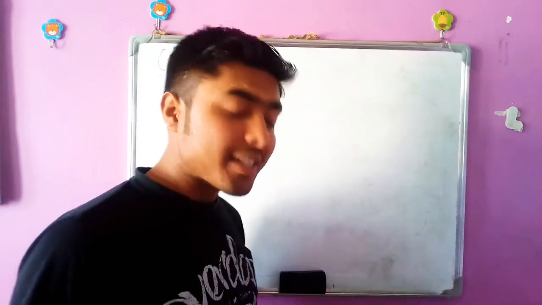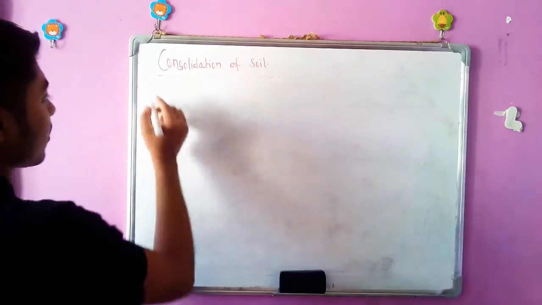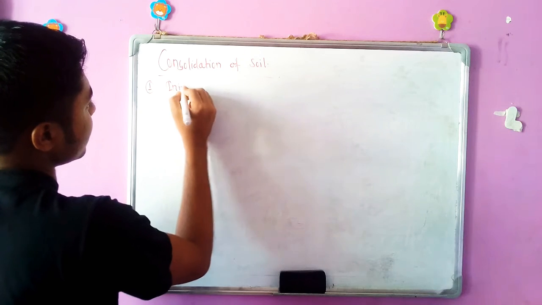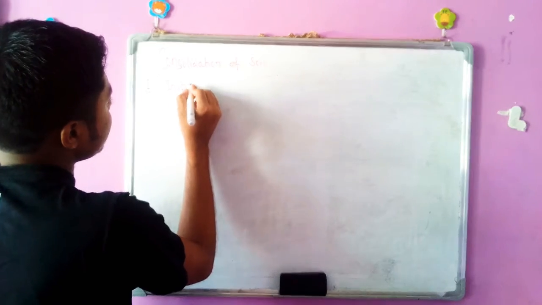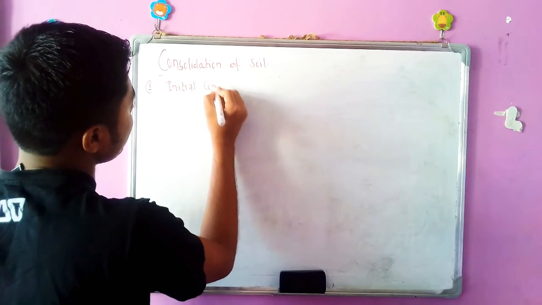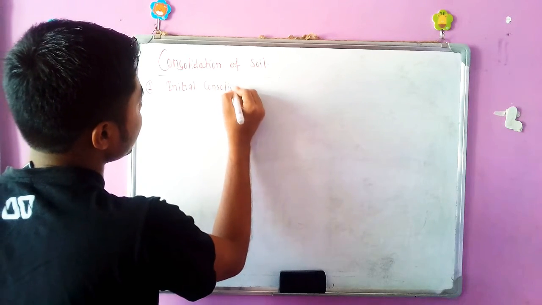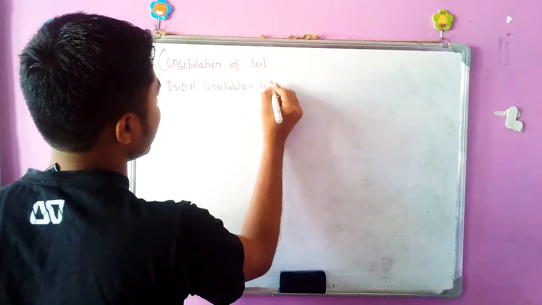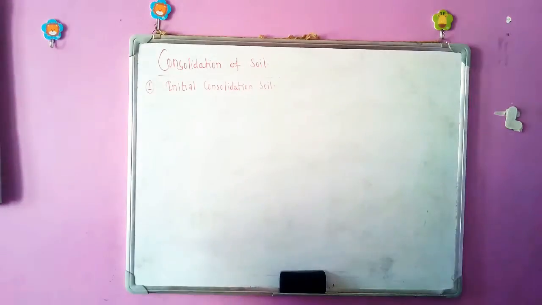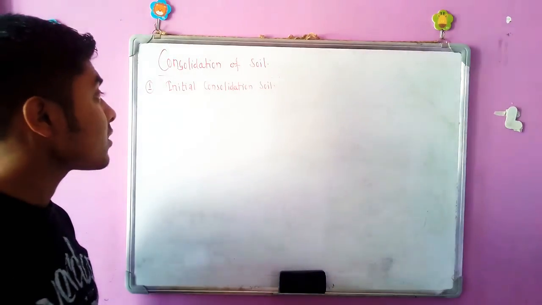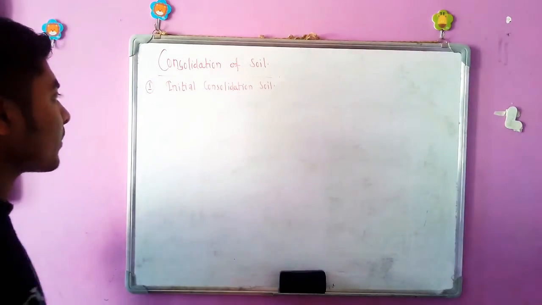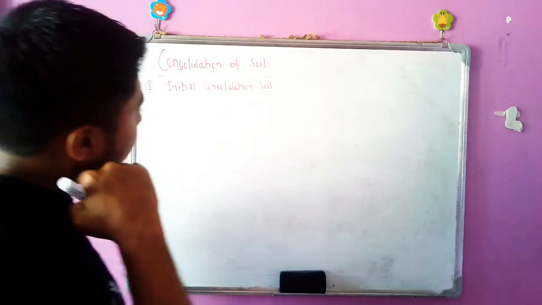Number one type is initial consolidation. Initial consolidation of soil. What does initial consolidation of soil mean? So we go further.